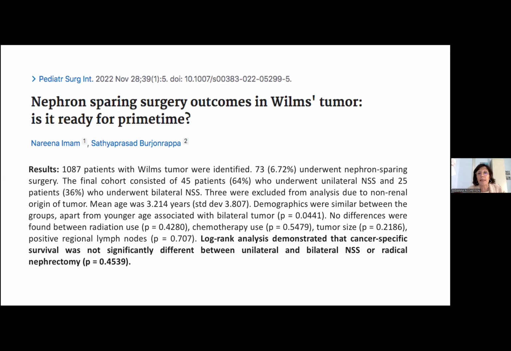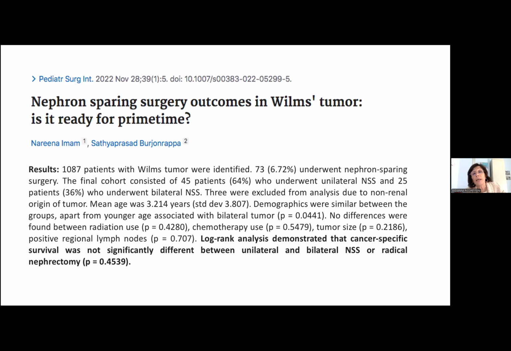And log-rank analysis demonstrated that cancer-specific survival was not significantly different between unilateral and bilateral nephron-sparing surgery or radical nephrectomy. This is very important to push for nephron-sparing surgery also in tumor. Obviously, it's possible in selected cases, in cases who underwent chemotherapy, who had a good response to chemotherapy, and in bilateral cases as it was always in the past.